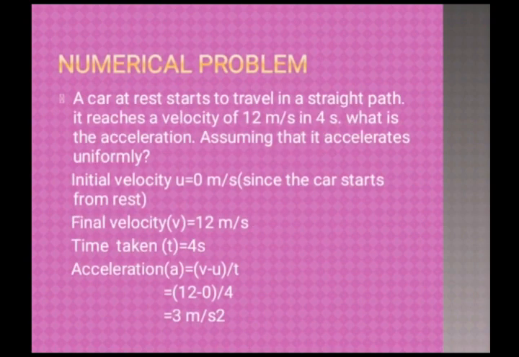Now we will see about a numerical problem. A car at rest starts to travel in a straight path. It reached a velocity of 12 meter per second in 4 seconds. What is the acceleration, assuming that it accelerates uniformly? Initial velocity u is equal to 0 meter per second since the car started from rest. Final velocity is equal to 12 meter per second and time taken is equal to 4 seconds. Acceleration is equal to v minus u divided by t, is equal to 12 minus 0 divided by 4. The answer is 3 meter per second square.